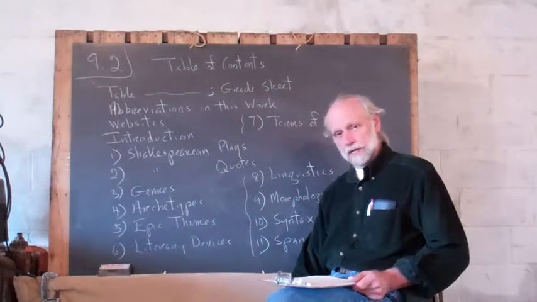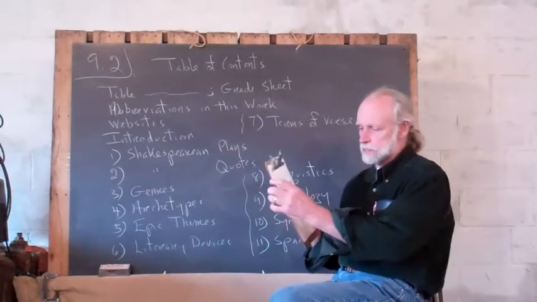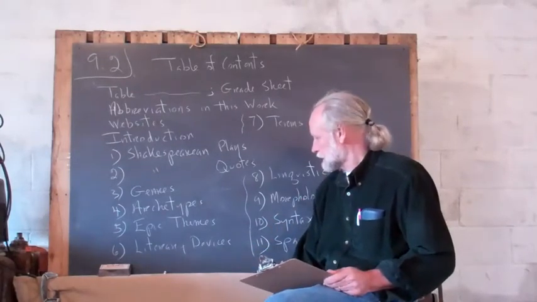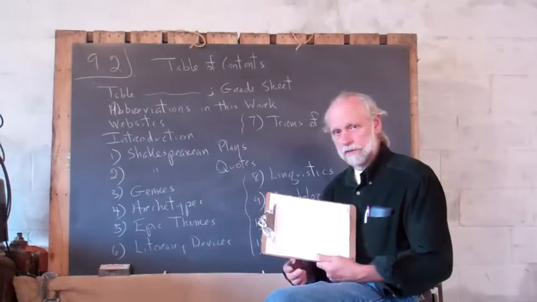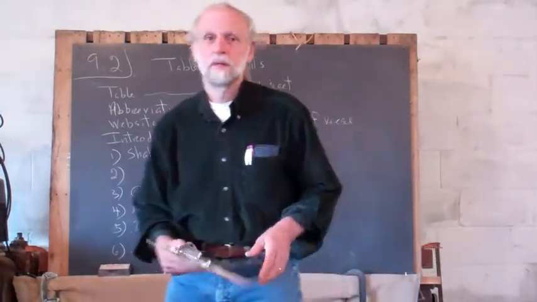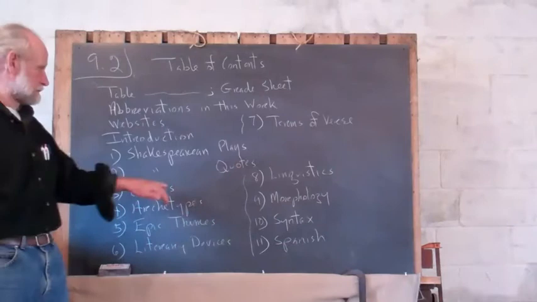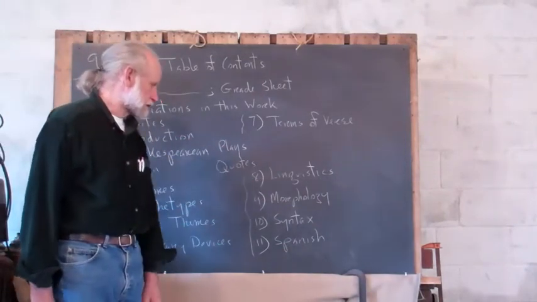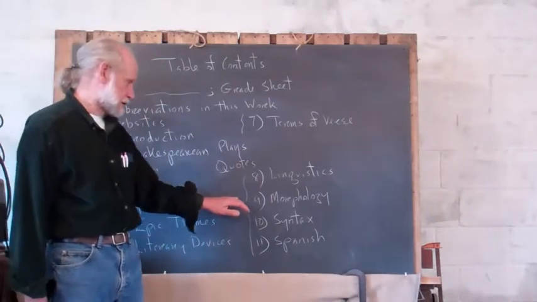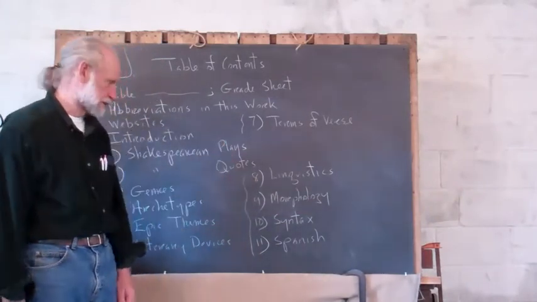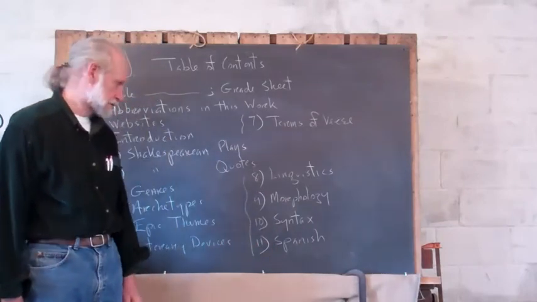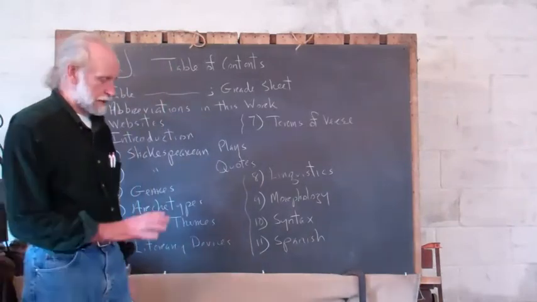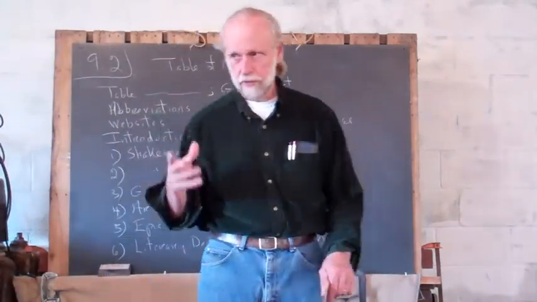The 4th section, archetypes. 5th, each one of these is a line. Epic themes. All of these I'll explain later. The 6th line, literary devices. The 7th line, terms of verse. The 8th line, linguistics. The 9th line, morphology. I'll tell you about these later. The 10th line, syntax. The 11th line, Spanish. Now, in the last video of today, I'll show you how the rest of this should go.